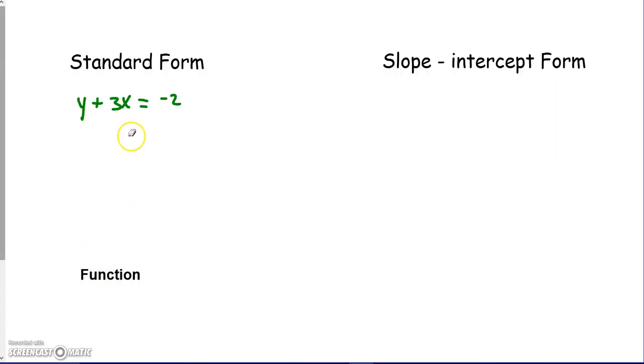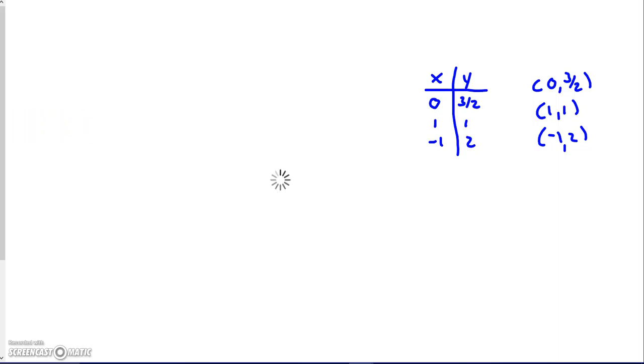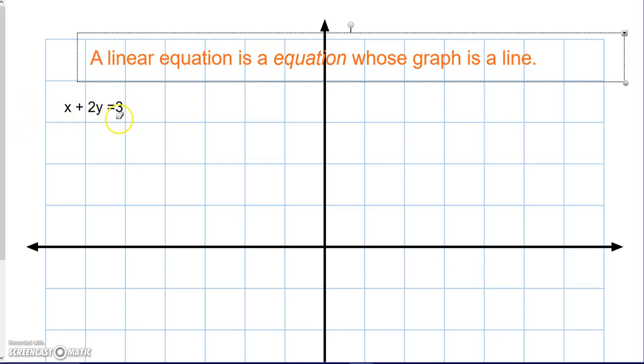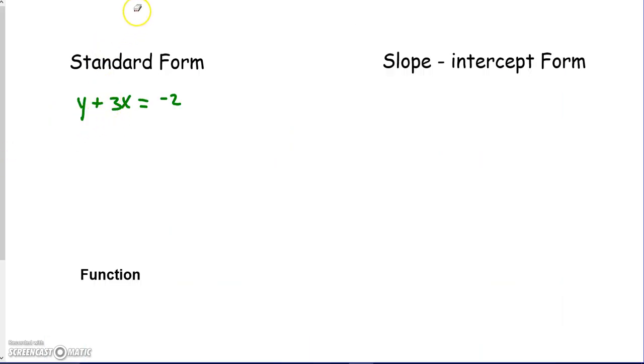Now, what you saw here, x plus 2y equals 3, is a linear equation in what we call standard form. The standard form is written as ax plus by equal to c, where a is a coefficient and b is a coefficient. For this equation here, a would be 1 and b would be 2. And c is a constant, it's a number. So that's the standard form of an equation.